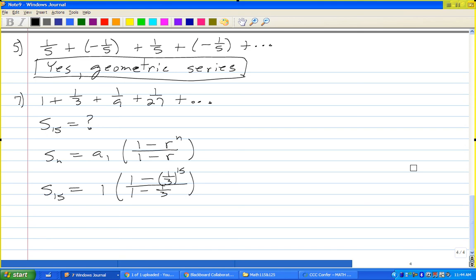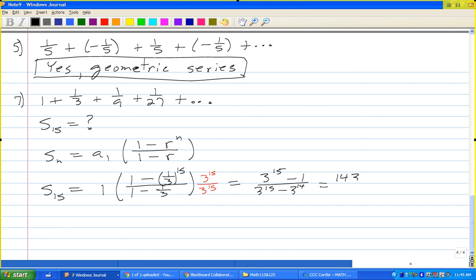Let me multiply both the numerator and denominator by 3 to the 15. So 1 is just 1 times 3 to the 15, which is 3 to the 15. The 3 to the 15s cancel. And so I get 3 to the 15 minus, well, 3 to the 14, since 3 to the 15 divided by 3 is 3 to the 14.